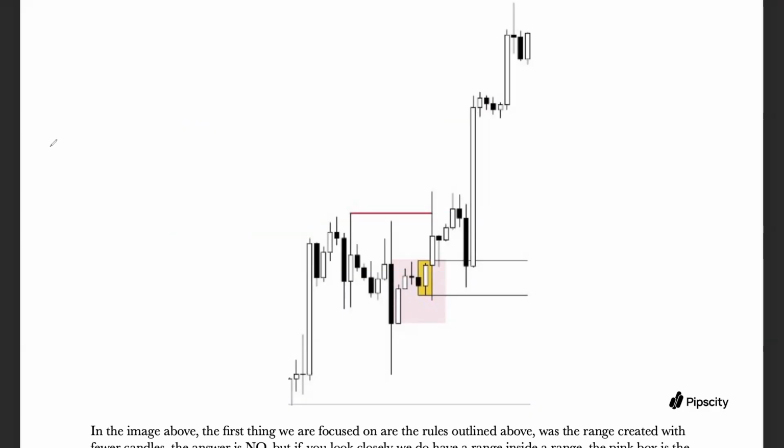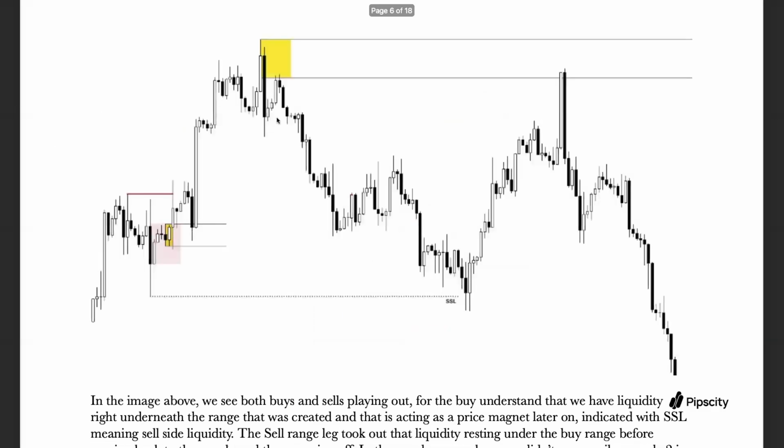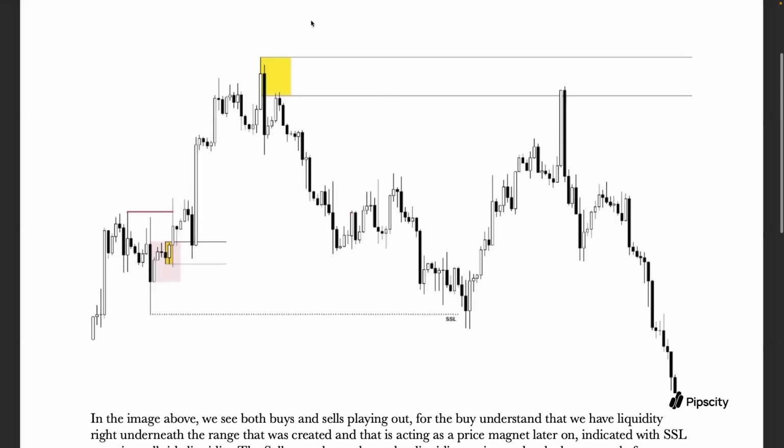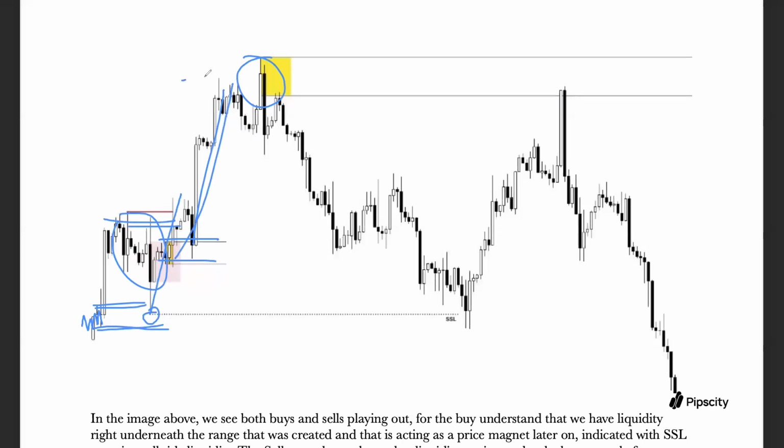So now let's look at one example here before we move lower. If you look at this example, like I said already, I marked out this range here. All right, then marked out this range, mitigated this level, and goes above. Now, liquidity is also important. If we look at the image above, we see both buys and sells playing out, right? For the buy to happen, understand that there's liquidity below it, which is this. You see it mitigated a range before. This is actually also a range, a very tight range. Market mitigates it and then pushes back up, creating a new range before it finally gives you this swing trend.